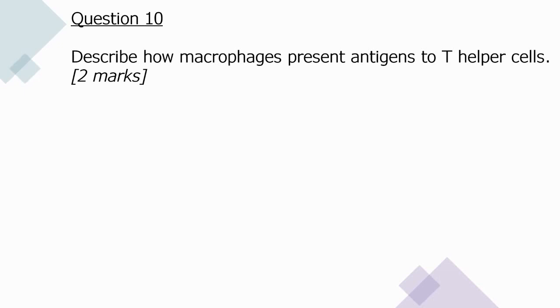But anyway, question 10, describe how macrophages present antigens to T helper cells. So we know that initially the macrophage engulfs the pathogen with the antigen on, so it presents the antigen on its surface, so that's our first mark, and then the second mark is that this then binds to the CD4 receptor on the T helper cell. So we can see our answer here.